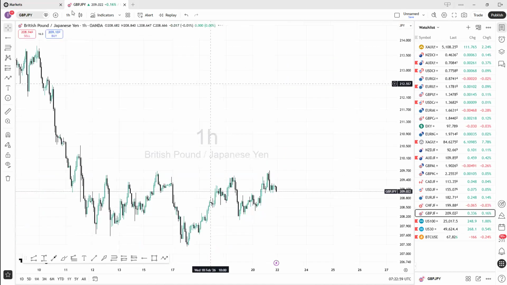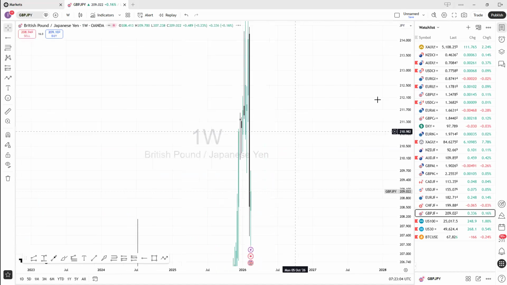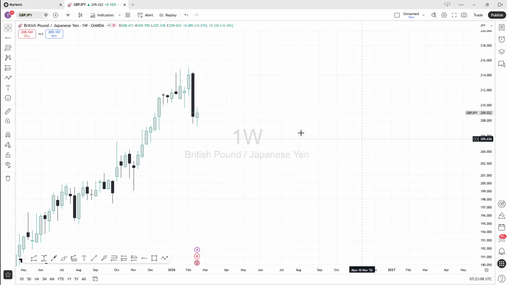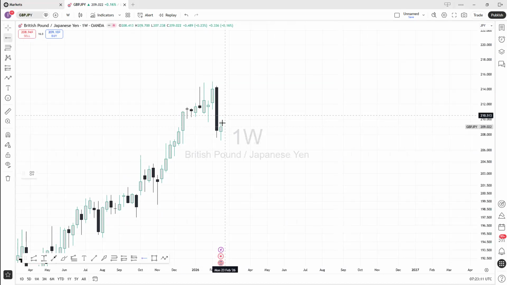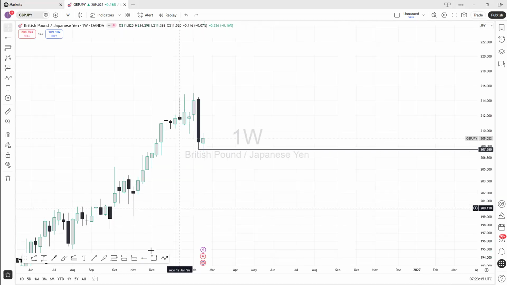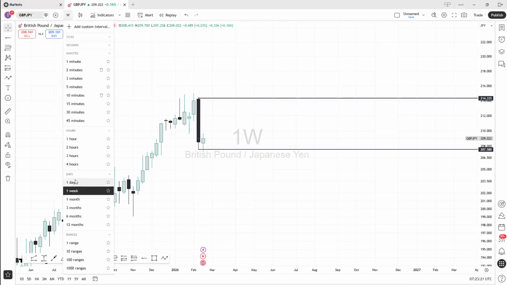So we can see GBP/JPY. GBP/JPY also is very clear on the weekly time frame. Here on the weekly time frame we have a manipulation candle, which means it created a good CRT model. So next week price is supposed to rise up to that area to distribute.